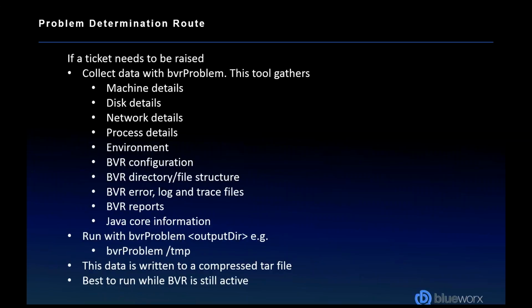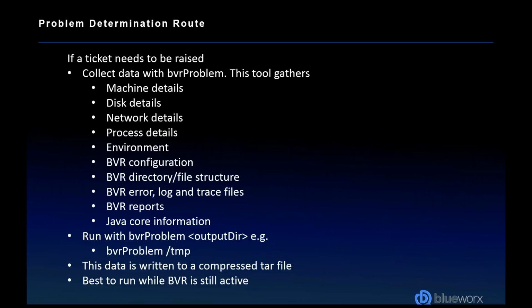So you need to raise a ticket, then we have a command called BVR problem, and it gathers a load of information about the system. So details about the machine, the disk, the network, and then some BVR specific things. So it'll give you all of the trace and log files, and it just packages all of that up into a compressed tar file, so that it's nice and easy. You just have to run that and then send it to us, and then we can look through, rather than having to run a load of separate commands to gather all the data that you need.